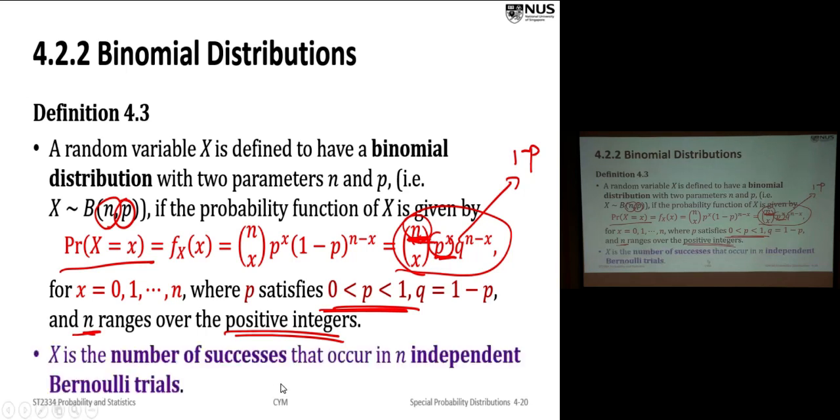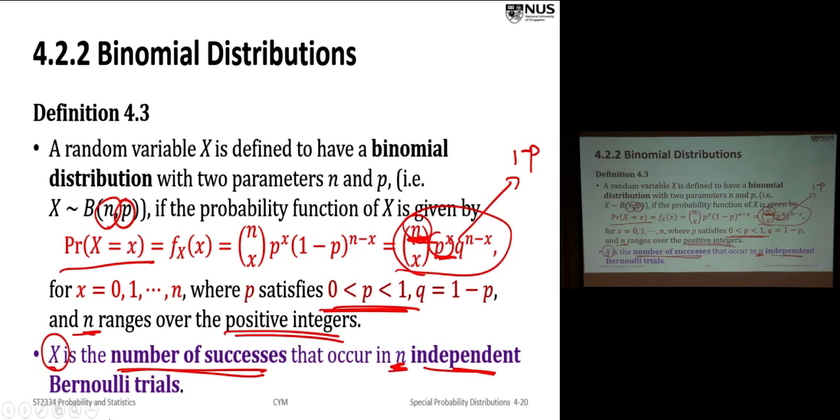So, now this is important. What is x? If x is considered as the number of successes out of n independent Bernoulli trials, or sometimes we refer to them as dichotomous trials, that means there are only two possible outcomes. So you have two possible outcomes for each trial. Then you can name one as success, one as failure, or name one as x equal to 1 and the other as x equal to 0.